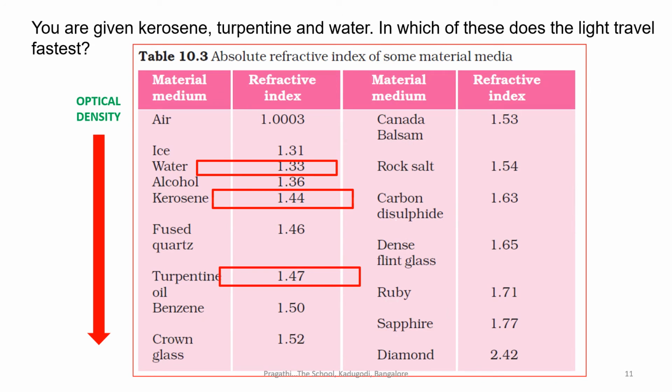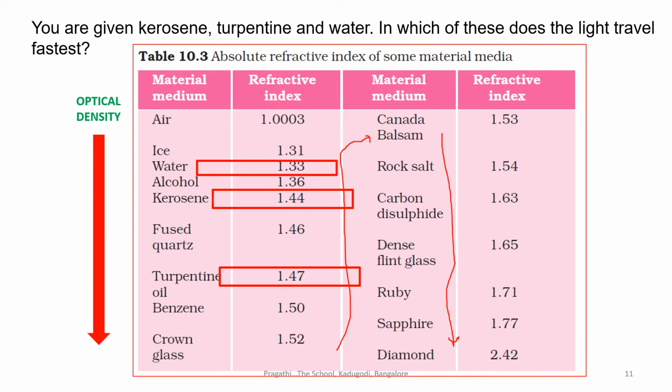It's the same thing. Optical density increases from here. From here it starts, and as it goes down, the optical density increases. Again it comes here, and again from here to here, optical density increases. How to find out the optical density? You can just see the refractive index. If the refractive index is more, optical density is more. Simple.